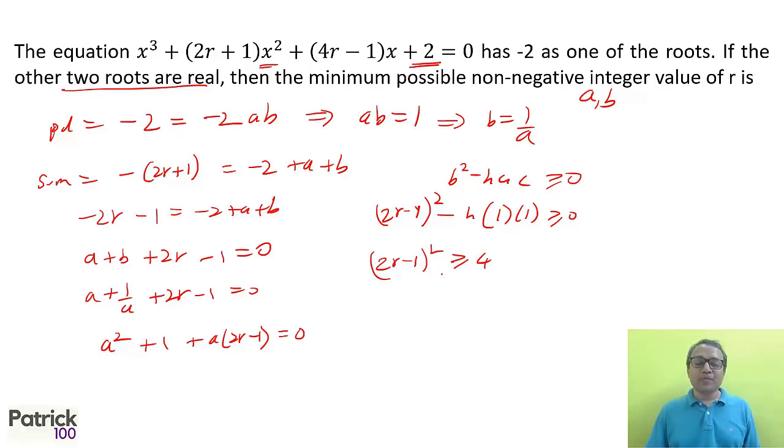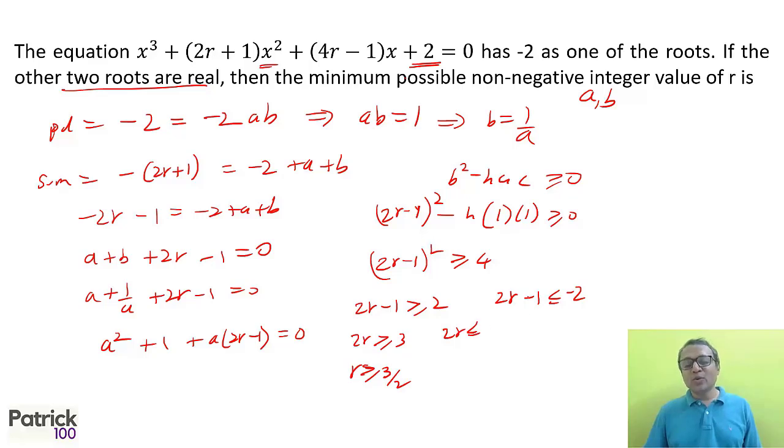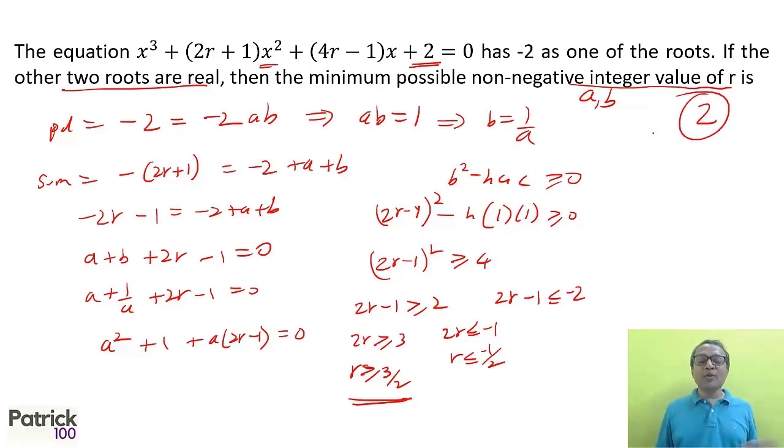Now when you're removing square, it will come 2r minus 1 is more than or equal to 2, or 2r minus 1 should be less than or equal to minus 2. From that you will get 2r is more than or equal to 3, or r is more than or equal to 3 by 2. In this case, 2r is less than or equal to minus 2 plus 1 is minus 1, or r is less than or equal to minus half. But we want non-negative integer value of r. So actually more than or equal to 3 by 2, non-negative integer value of r. So the minimum value will be 2. Bigger than 3 by 2, the minimum value will be 2 in that case. Again here the same concept, use product of roots, sum of roots and try to solve and try to get the answer.